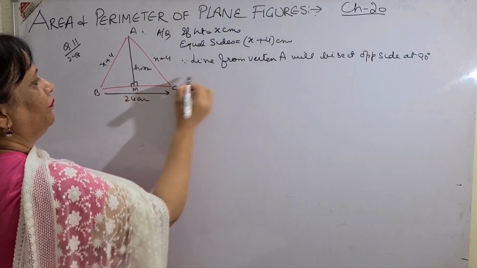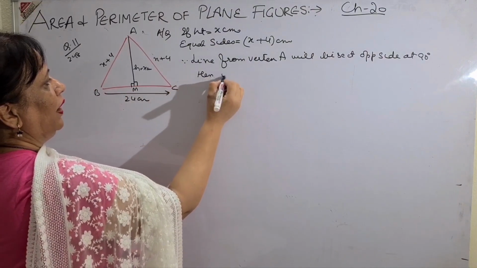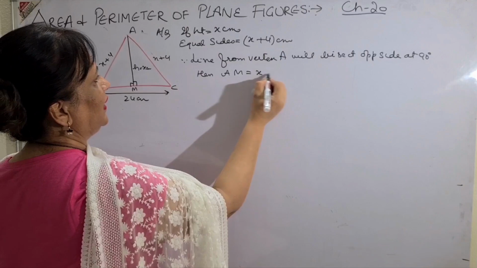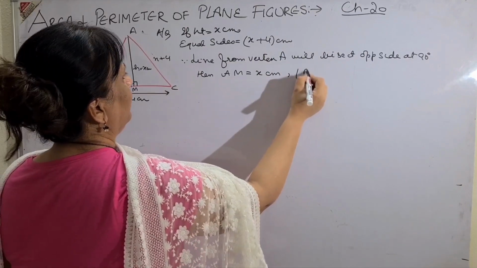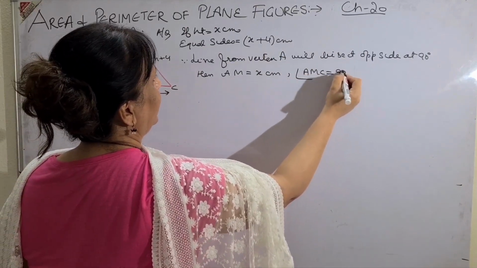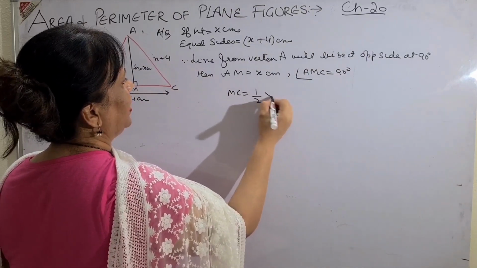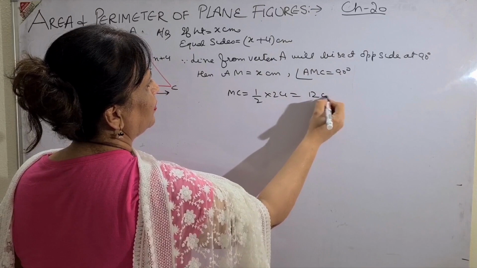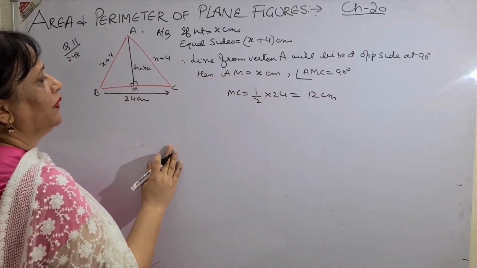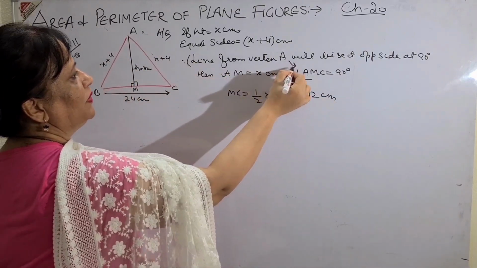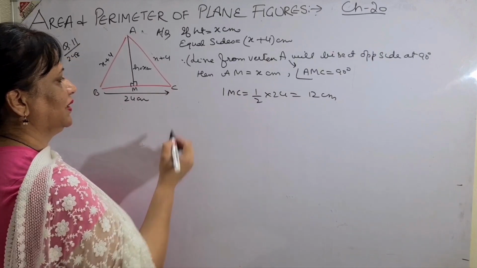Hence, AM is equal to x centimeter, angle AMC is equal to 90 degrees, and of course, MC is equal to half of 24, that is 12 centimeter. All this I got from the result, both of them, AMC as well as MC. Now you put the result.